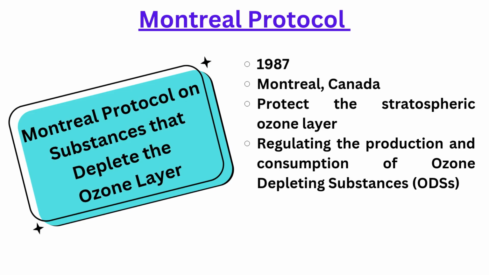The Montreal Protocol was also popularly called the Montreal Protocol on Substances that Deplete the Ozone Layer. It was signed in 1987 at Montreal, Canada. Its objective is to protect the stratospheric ozone layer by regulating the production and consumption of ozone depleting substances such as chlorofluorocarbon, carbon tetrachloride, halogens, and methyl chloroform. Kindly note down these ozone depleting substances, which may be asked in the NET exam. At the initial stage, this Montreal Protocol was intended to reduce the manufacture and usage of chlorofluorocarbons and halogens.